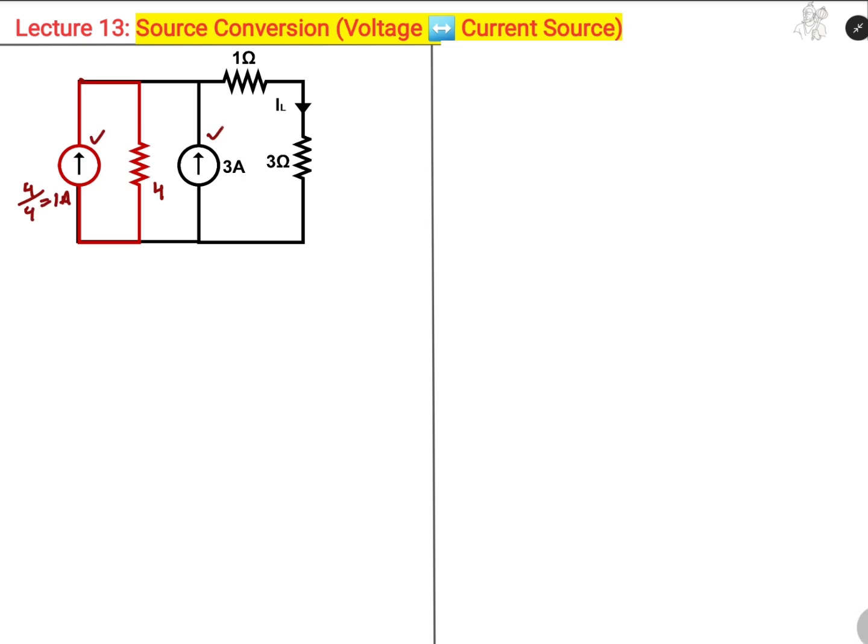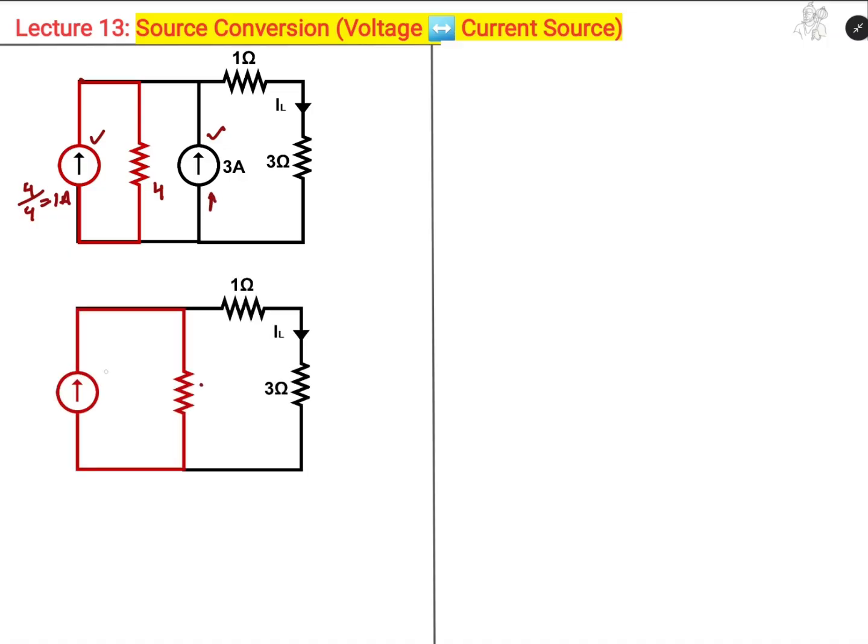Now a very important point. Since these two current sources are in parallel and there is no series resistance present, they can be directly added, as the direction of current is upwards. So the net value of current will be 1 plus 3, that is 4 amperes in the upward direction, and this resistance will remain as it is.